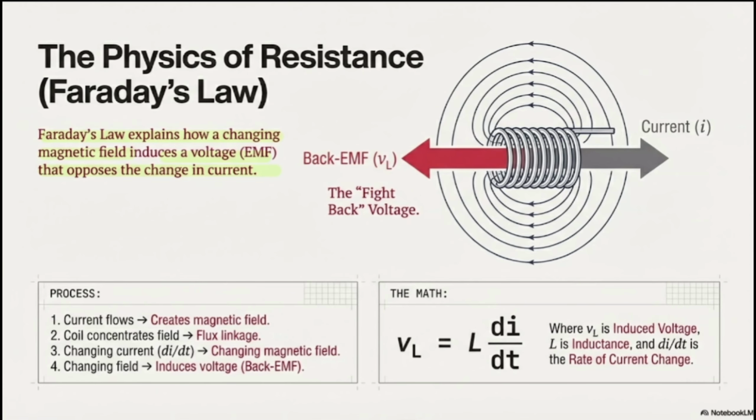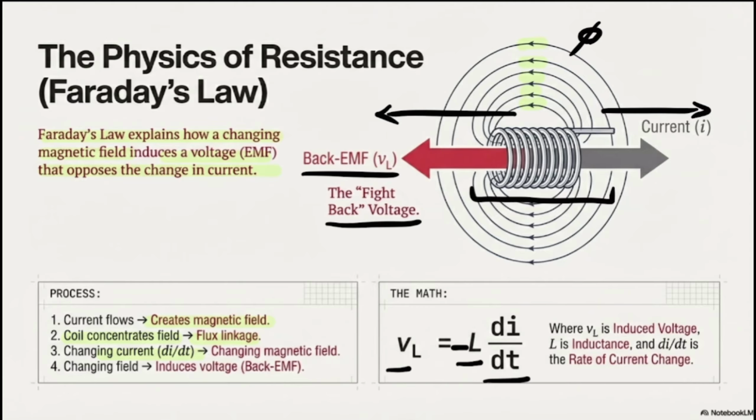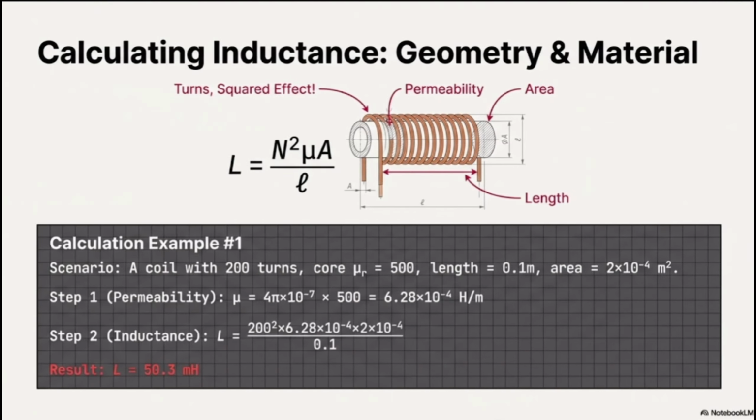Then you have the change in the current, di over dt. And by the way, di over dt is just a small symbol for delta I over delta t. It means that your current should change over time if you want something that is going to induce. So it means that changing the magnetic field is going to induce voltage. We call it back EMF itself.